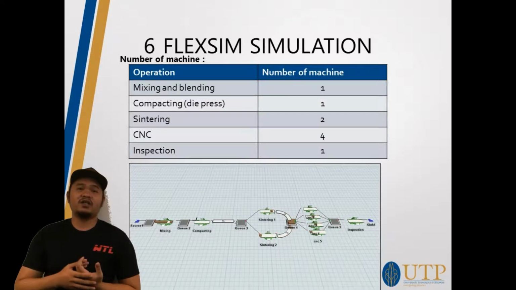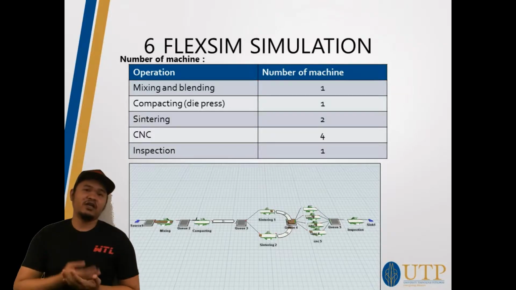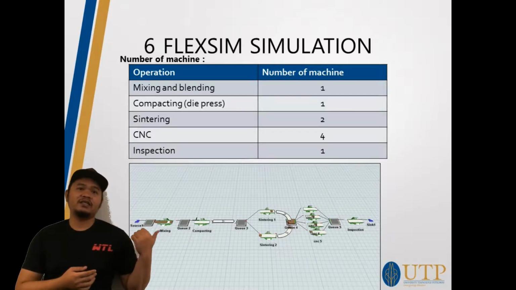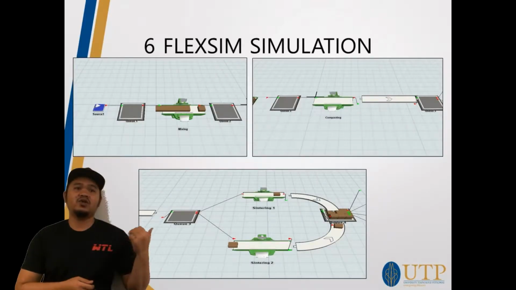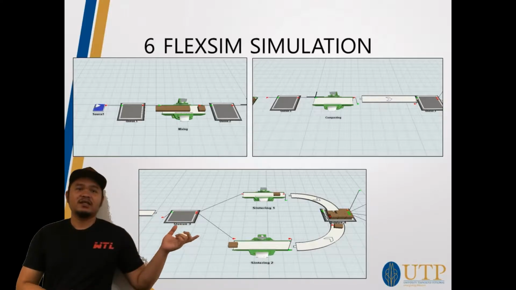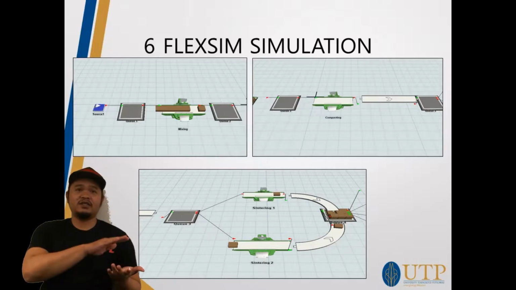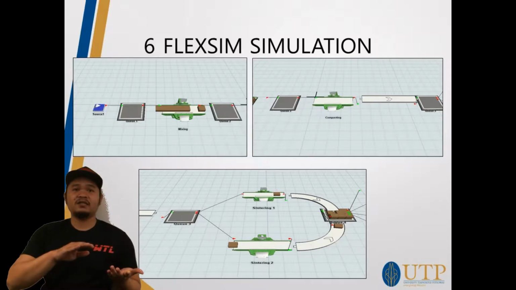So moving on, I will be talking about the flexsim simulation. Before this, we did the calculation of how many machines we need. From this setup, we can see the source, then Q1 and the mixing machine. Then we get the Q2. Then there's the compacting machine, which we connect by conveyor to Q3.